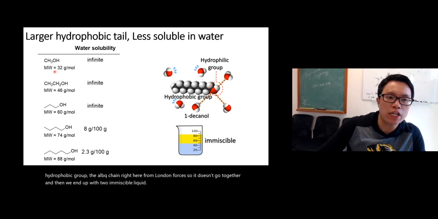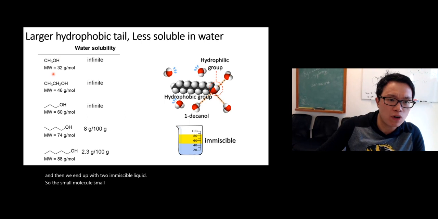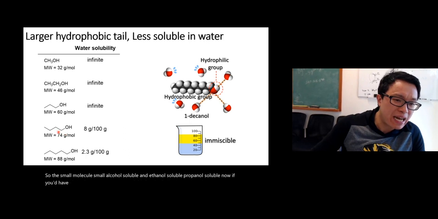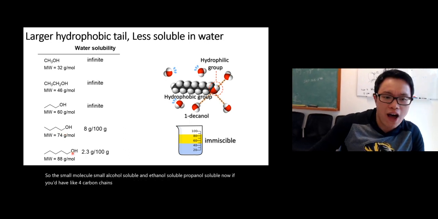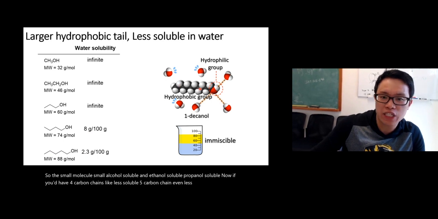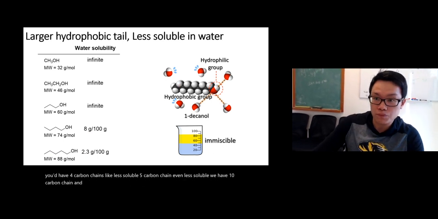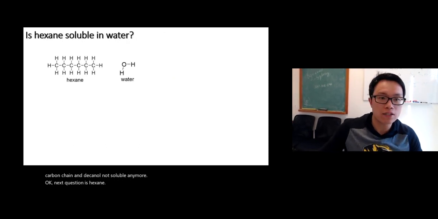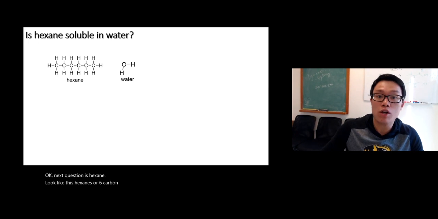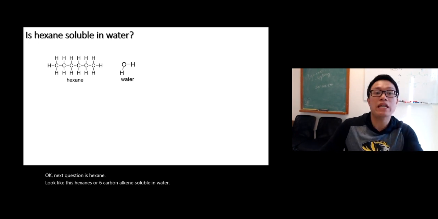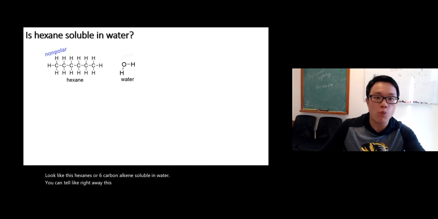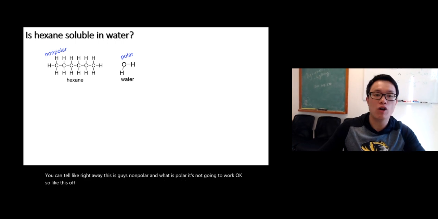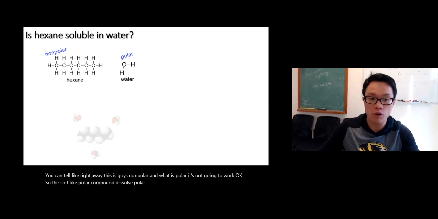So the small alcohols are soluble: ethanol soluble, propanol soluble. Now if we have a 4 carbon chain, less soluble, 5 carbon chain, even less soluble. We have a 10 carbon chain in decanol, not soluble anymore. Next question is hexane. It looks like this, hexane, a 6 carbon alkane. Is it soluble in water? You can tell right away this guy is non-polar and water is polar. It's not gonna work. Like dissolves like: polar compounds dissolve polar compounds, non-polar compounds dissolve non-polar compounds, right?